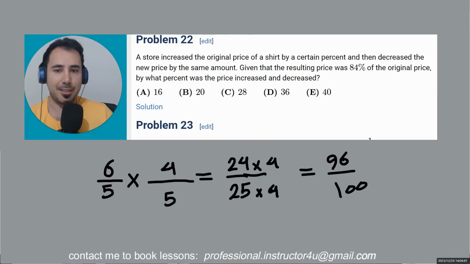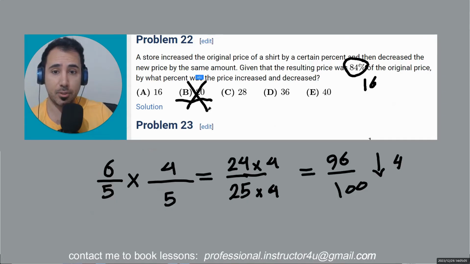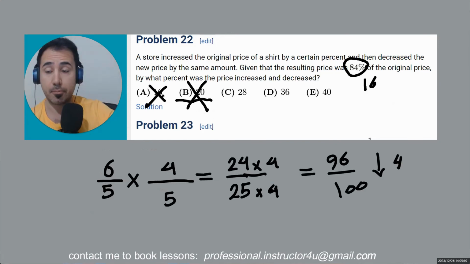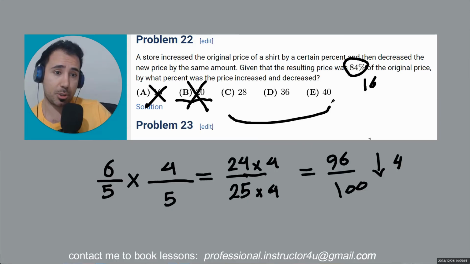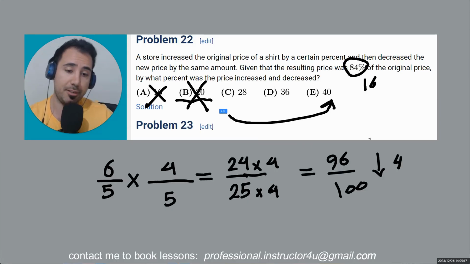So what does that mean? When you increase something by 20% and then you decrease it by 20%, you're going to get a 4% reduction. But we want this number to be a 16% reduction. So that means 20 is not even close, right? So this option is out. This is definitely out because we want a bigger decrease and increase. So the easiest one to try will be 40. I'm going to go and try 40 now.